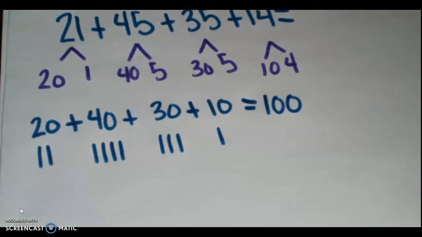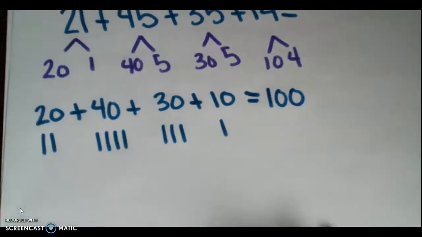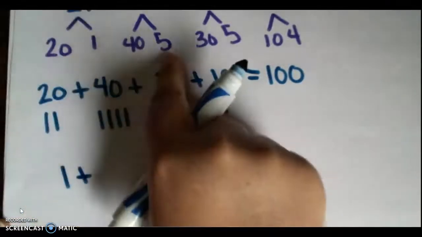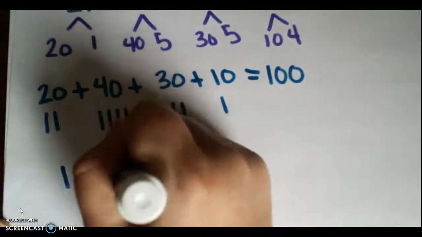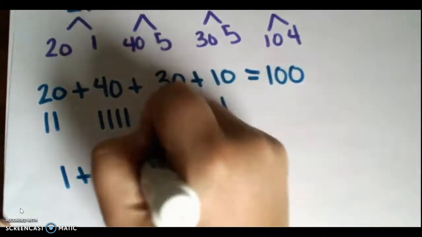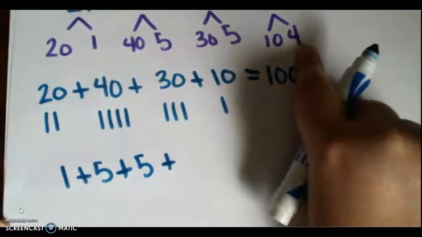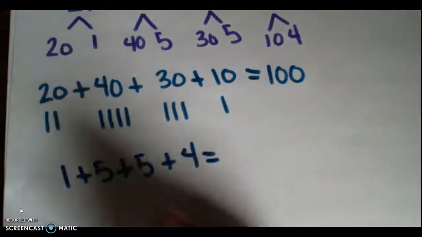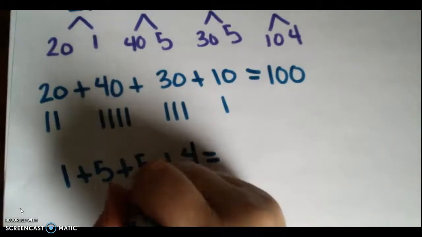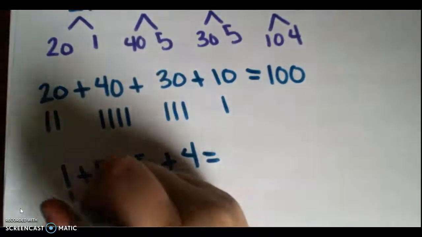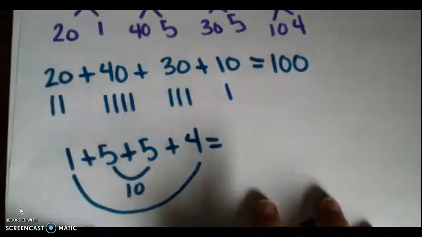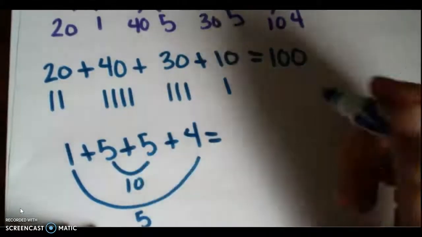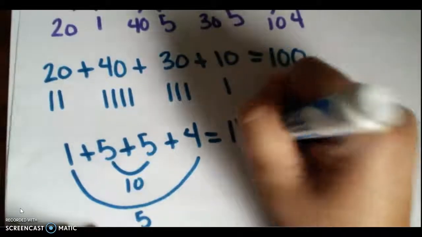Okay, the next step is to add my ones together. 1 plus 5 plus 5 plus 4. Now I already see doubles, so I know that 5 and 5 is 10. And I also know that 1 and 4 makes 5. 10 and 5 make 15.